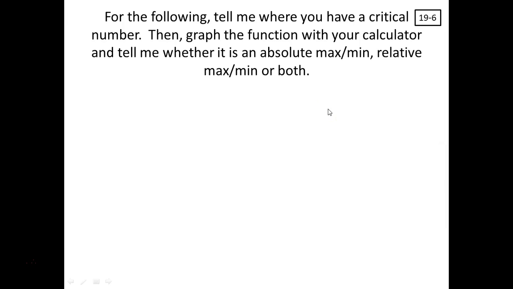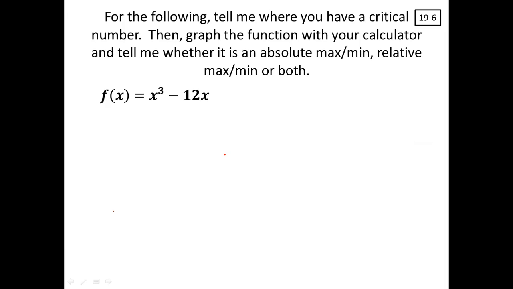So now we are going to do 4 examples here. In each of these examples, you're going to find the critical number, and then you're going to use your calculator to graph it, and then just tell me at that critical number, do you have an absolute max or min, a relative max or min, or a combination of the two? So the first one we're going to do is f of x equals x cubed minus 12x. Go ahead and pause the video, see if you can find the critical numbers. Remember, critical number where the derivative equals 0 or the derivative does not exist, and then graph the function with your calculator and then figure out, do you have a relative or absolute max or min? So go ahead and pause the video and do this now.